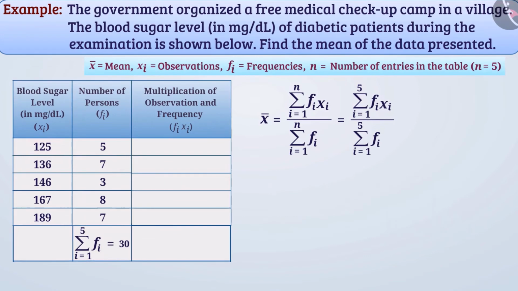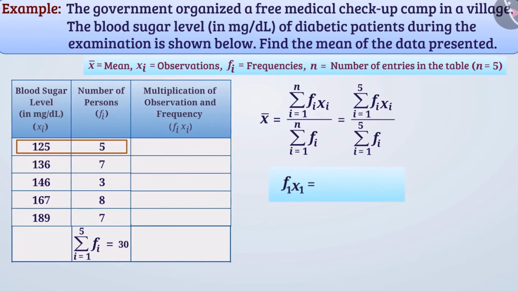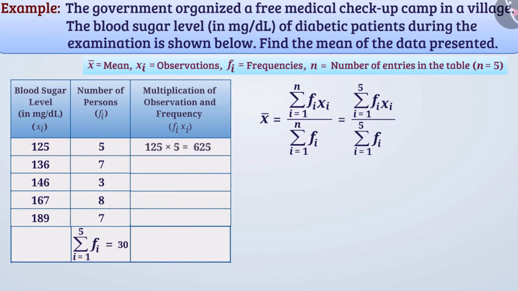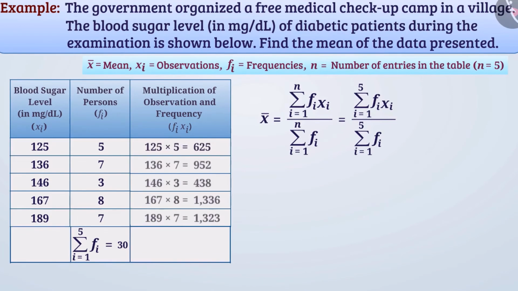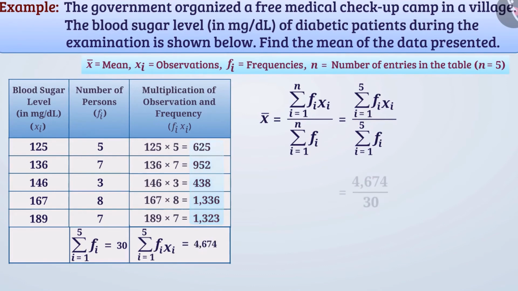Now, for each observation, we will find fixi, that is fi multiplied by xi. For the first observation, f1x1 is equal to 125 multiplied by 5, which is 625. Similarly, we will find fi multiplied by xi for the other observations. We will find the sum of fixi where i ranges from 1 to 5, which is 4674. In this way, the mean is equal to 155.8.